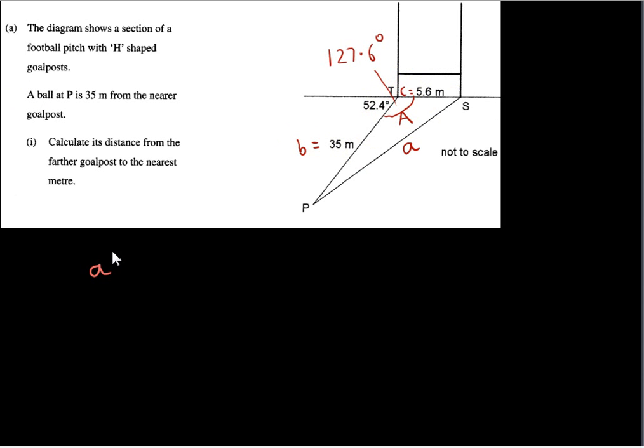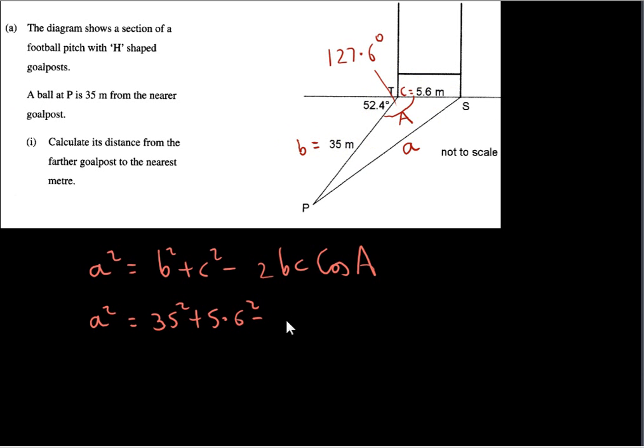So the cosine rule says that a squared equals b squared plus c squared minus 2bc cos A. So again, I only use this version of the cosine rule. Right, so a squared is 35 squared plus 5.6 squared minus 2 times 35 times 5.6 times the cos of 127.6.